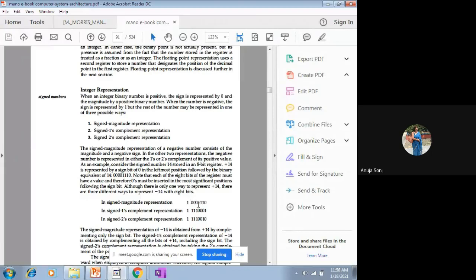So the given number is 0001110, and it is a negative number having a sign bit as 1. If it would have been a positive number, it would have had the sign bit as 0. But this is a negative number. Now, how to represent the negative numbers? Specifically, these are the negative numbers.